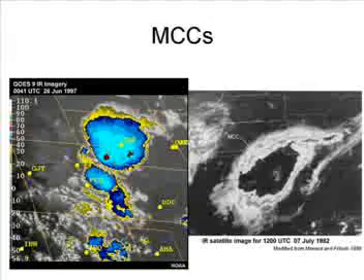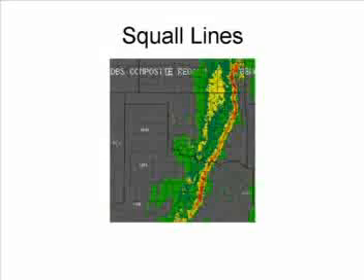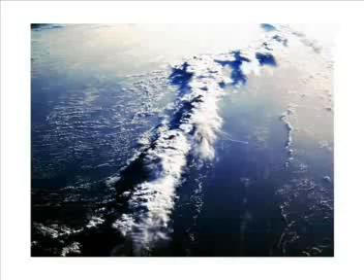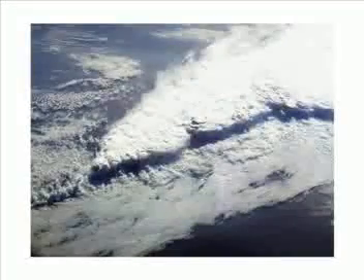And you'll learn all kinds of interesting things about MCCs in the textbook. There's also squall lines, which I think most people can kind of picture what we're talking about. It's a band of thunderstorms moving through. That's another type of mesoscale convective system. Here's just a nice picture from the space shuttle of a squall line. Here's just another picture. You get the idea, though.